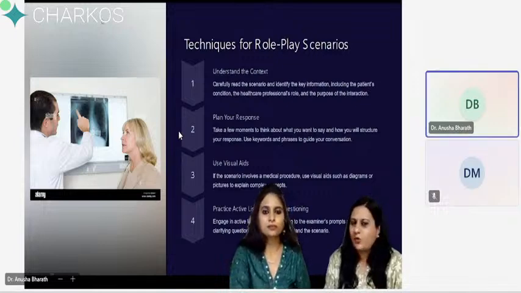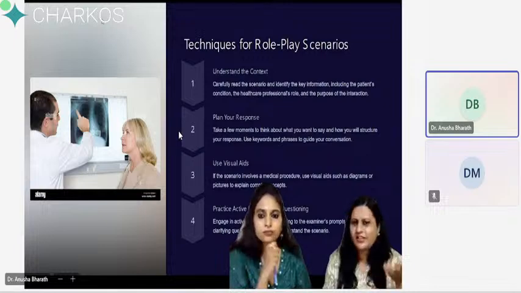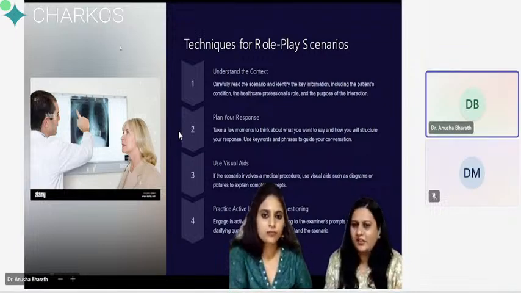It is very important to understand the context. I think we have already spoken about these things. I think we move on to the next slide. Sure.